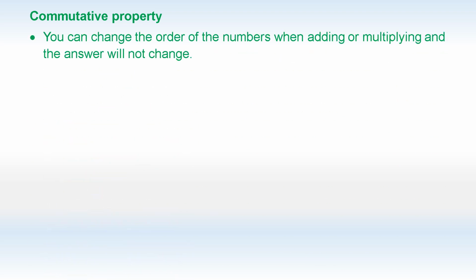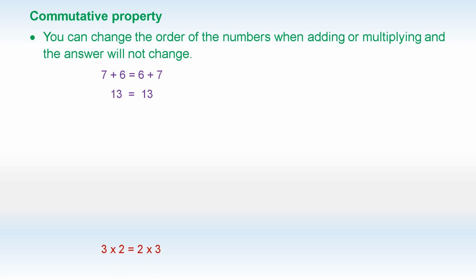So we have the commutative property, and the definition of this is that you can change the order of the numbers when adding or multiplying, and the answer will not change. Now let's look at the example. 7 plus 6 is also equal to 6 plus 7. So can you see here, we swapped the 6, we put it first, and then we put the 7 second. So 7 plus 6 is 13, and it is equal to 6 plus 7, which is also 13.